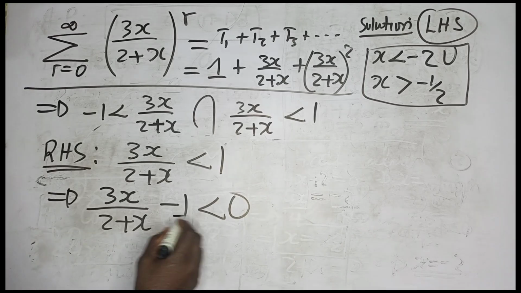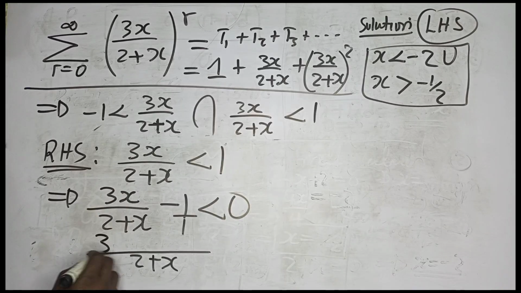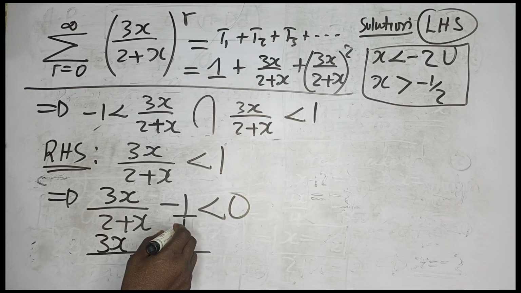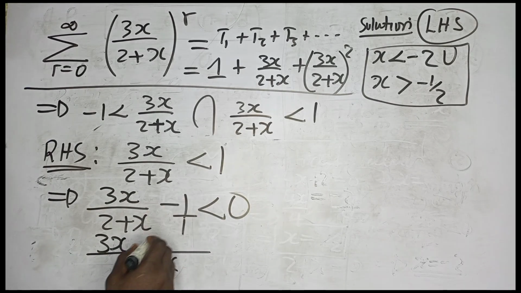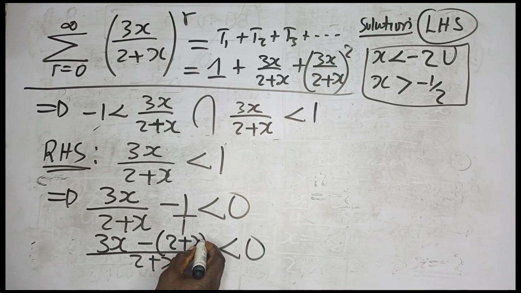All right. This is also a fraction as such. LCM 2 plus x. 2 plus x divided by itself is 1. Multiplied to 3x is 3x. 2 plus x divided by 1 is 2 plus x. Multiplied to -1. It becomes negative into 2 plus x less than 0. Pay attention to this in parentheses. If we don't put this parenthesis, we'll get everything messed up.